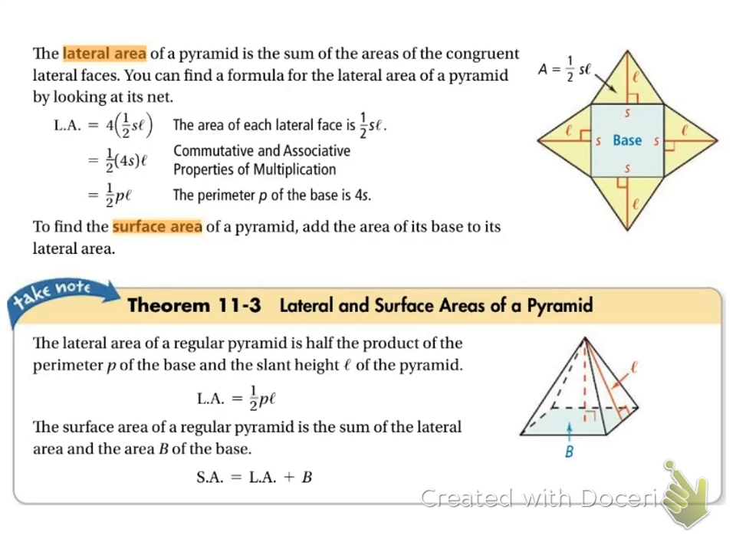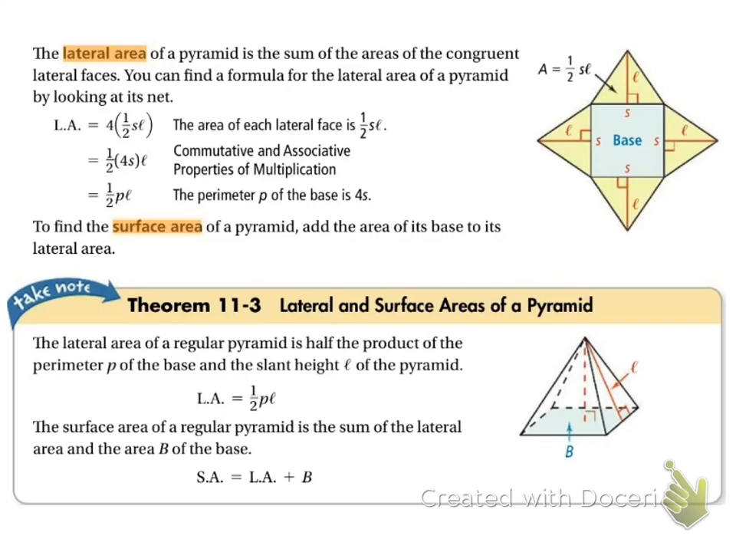Okay, so we can also find lateral area and surface area, just like we did with prisms and cylinders. So the lateral area in this picture is the yellow parts. Okay, so you can see these triangles that have been unfolded. So we've got 4 triangles in this case, right? And each triangle has an area of 1/2 SL.